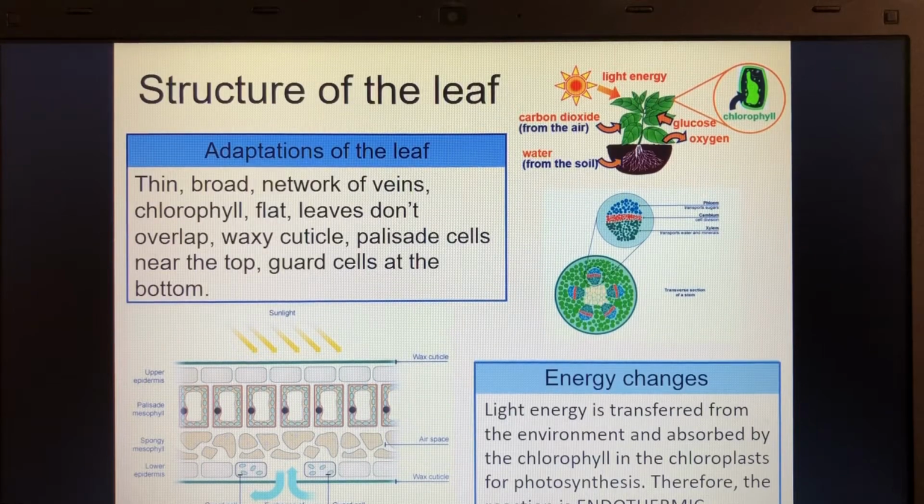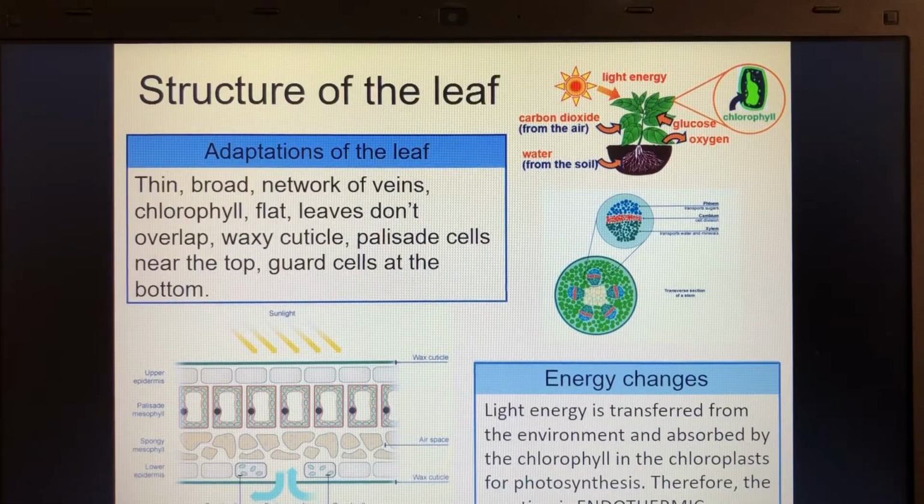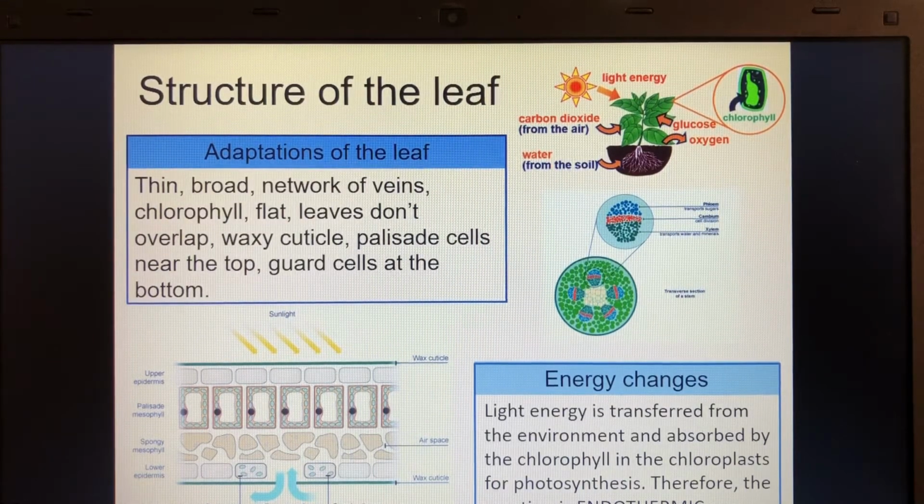At the same time, water can escape through those holes. But that's not the purpose of stomata. The purpose of stomata is gas exchange. It just so happens that if you have lots of holes in a leaf, water will evaporate through them.